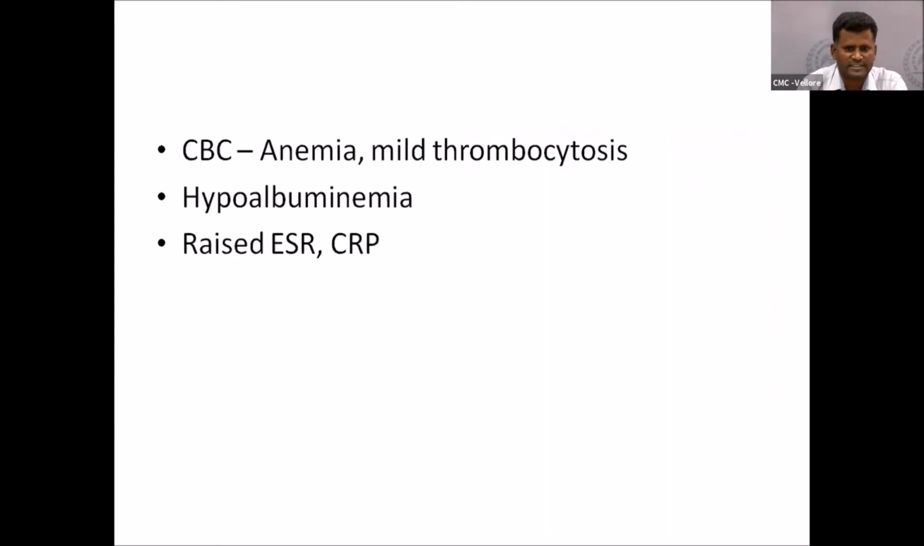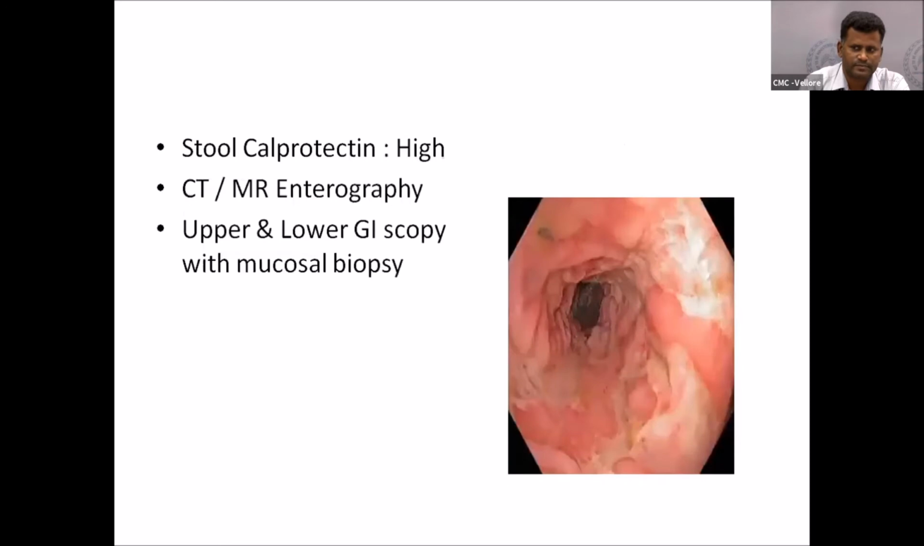Okay, thank you. I'll move on to the next slide. So for this child, a basic blood test showed anemia and also mild thrombocytosis, which says there is an inflammatory process going on, and also raised ESR and CRP, which are the inflammatory markers, and also hypoalbuminemia. As I said, it's a marker of chronic disease. So stool calprotectin was done, which was very high, and CT and MR enterography can be done to look for the involvement of the bowel, and also upper and lower GI scopy with mucosal biopsy is important to diagnose inflammatory bowel disease in this child.